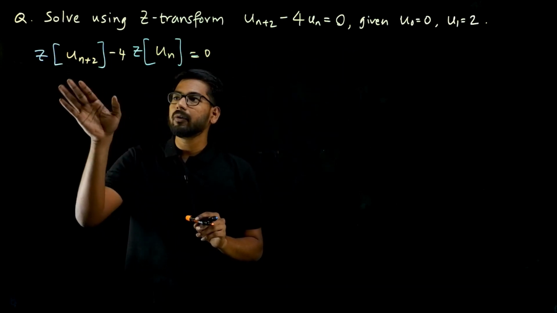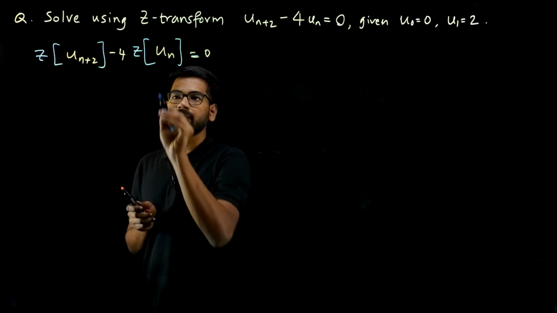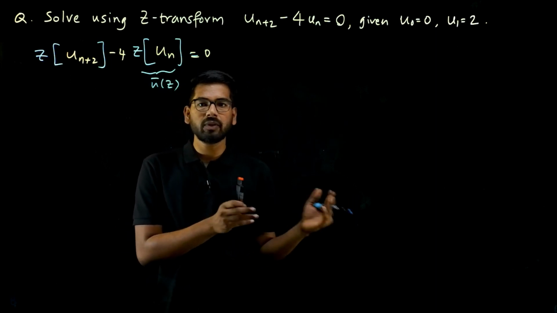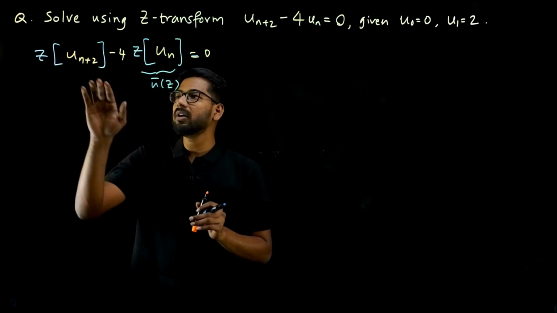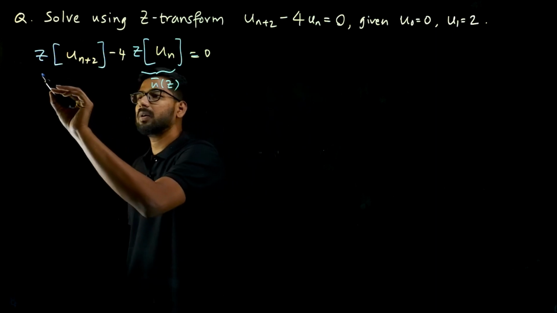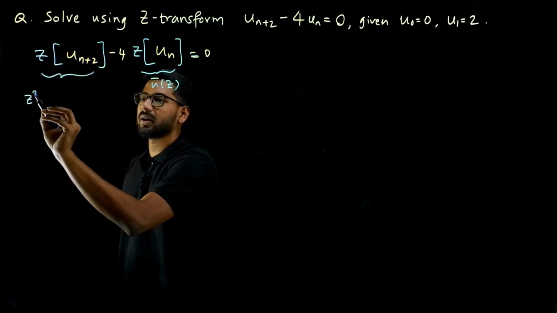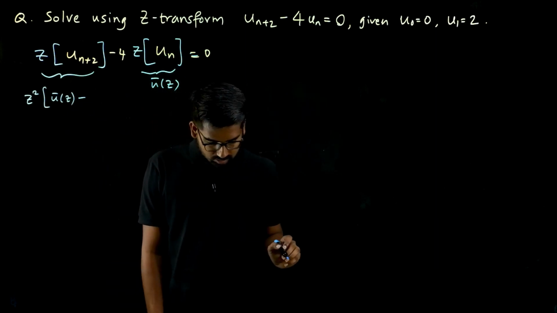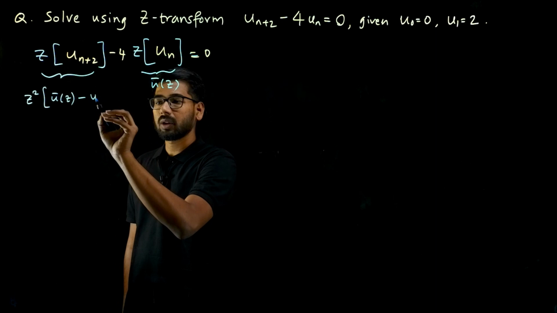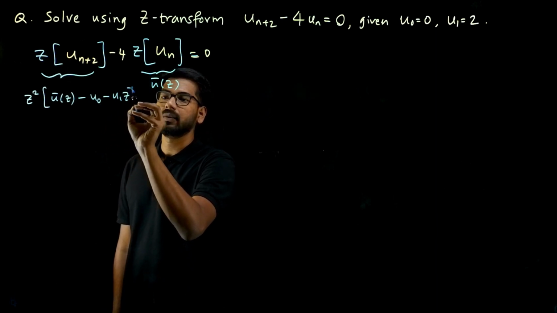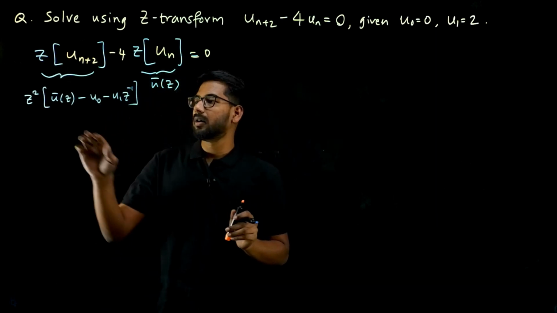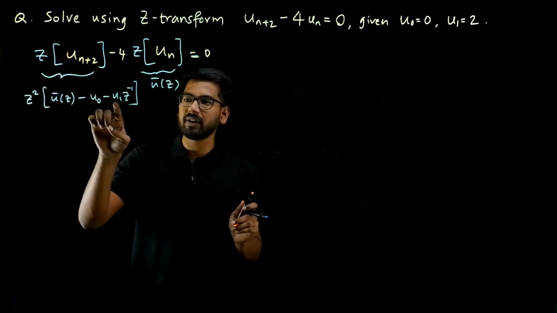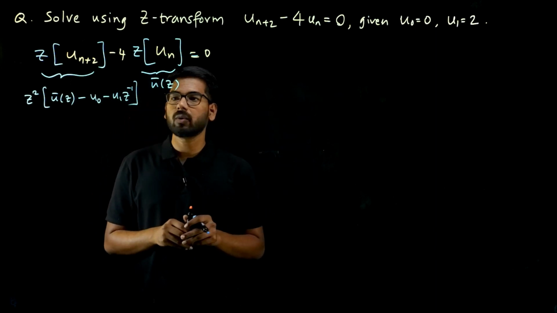So what is Z transform of u n plus 2? We know Z transform of u n is u bar of z, and inverse Z transform of u bar of z is u n. Z transform of u n plus 2 is z square in the bracket u bar of z minus u naught minus u1 z inverse, and it goes on. For Z transform of u n plus 3, you will get z cube u bar of z minus u naught minus u1 z inverse minus u2 z inverse square.